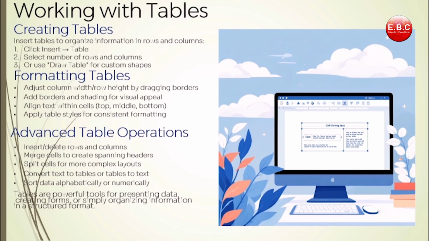For formatting tables, you can adjust column width and row height by dragging borders. Add borders and shading for visual appeal. Align text within a cell: top, middle, bottom alignment you can set easily with table layout. Apply table styles for consistent formatting.